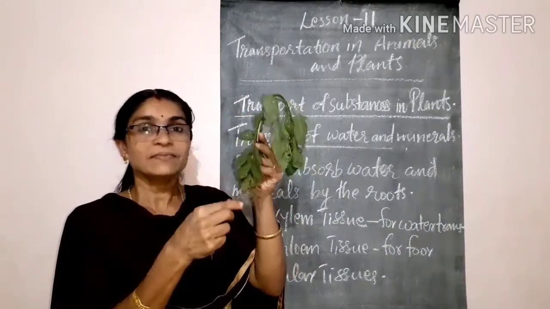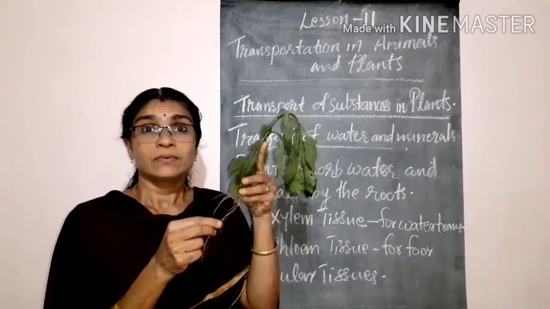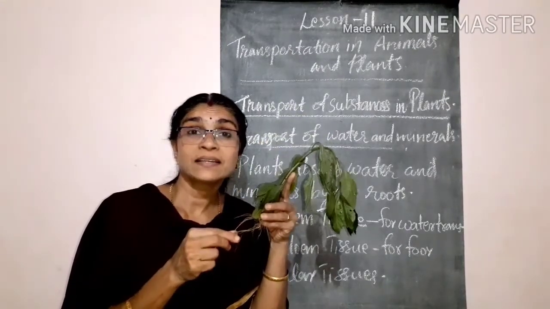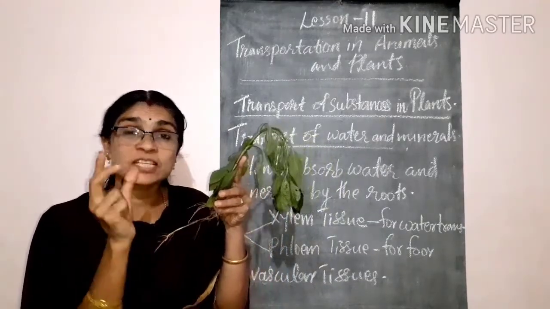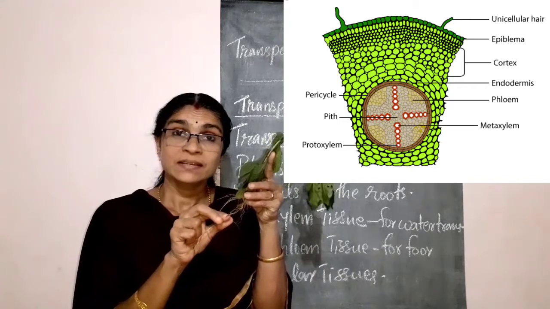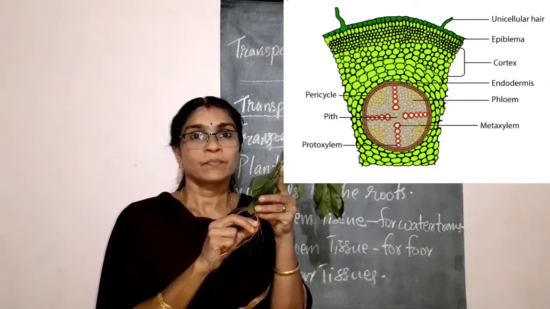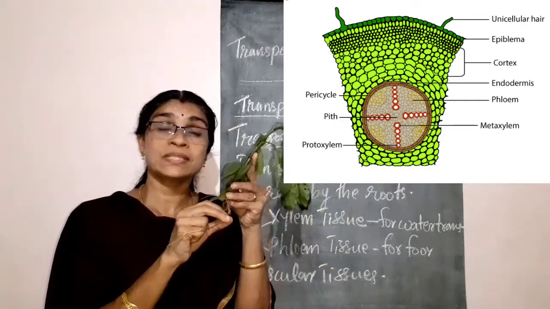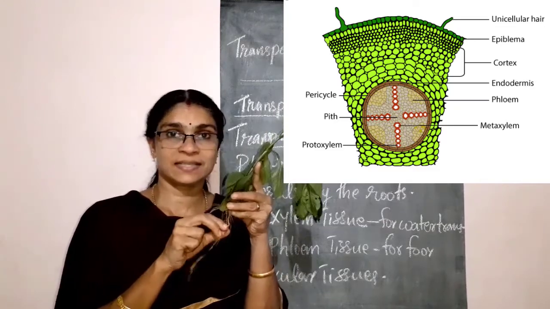The roots have root hairs. What is meant by root hairs? They are the minute projections on the roots that we can see only with the help of a microscope. When we take a section of roots and observe under the microscope, we can see the root hairs.